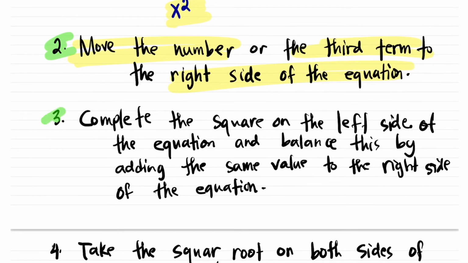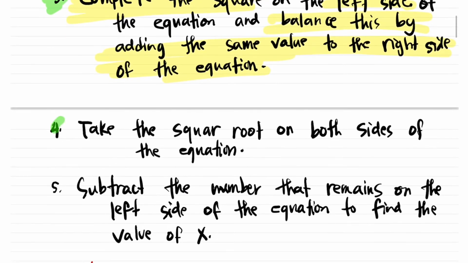The third step is to complete the square on the left side, and balance it by adding the same to the right side of the equation. That is our third step. Now the fourth step is to take the square root of both sides of the equation.